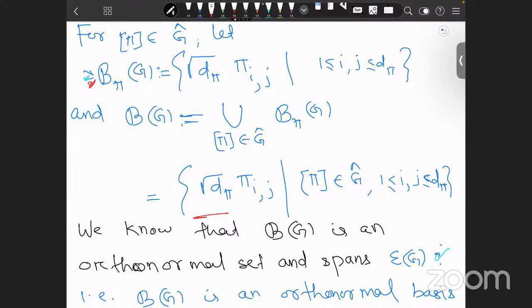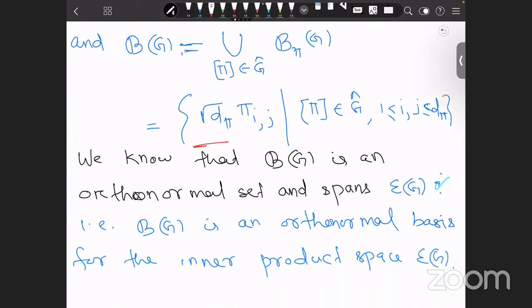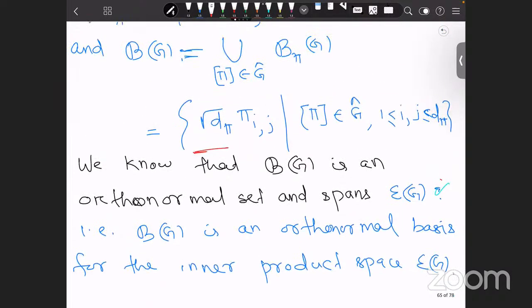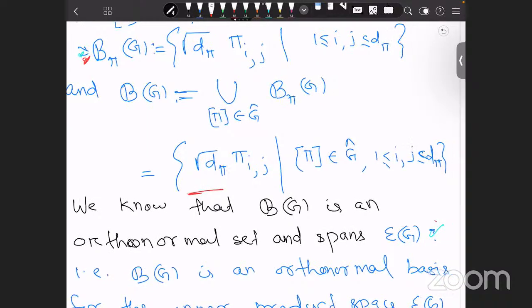We know that this B G is an orthonormal set by Schur orthogonality, and this B G really spans E G. Hence, this B G is an orthonormal basis of the inner product space E G. So what is B G? B G is this set, root d_π π_ij. This is the basis.